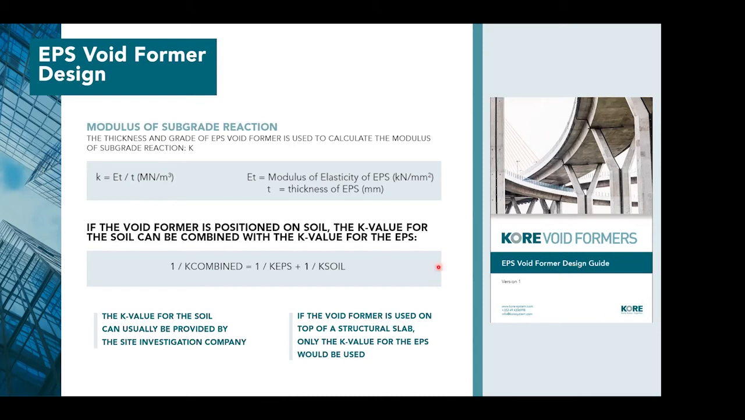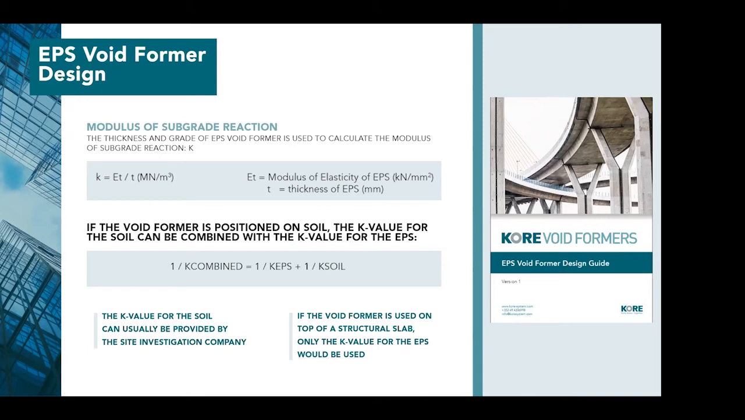So some of the things that we need to consider as part of our normal design, and we have information and we discuss them. One of the first things would be the modulus of subgrade reaction. The thickness and the grade of the EPS void former would be used to calculate the modulus of subgrade reaction, which is the K value. That's used to calculate the deformation of the EPS under loading. So the equation which you see there is used to calculate it. If the void former is positioned onto soil, the K value of the soil can be combined with the K value of the EPS using the formula that you see there, so the combined one.